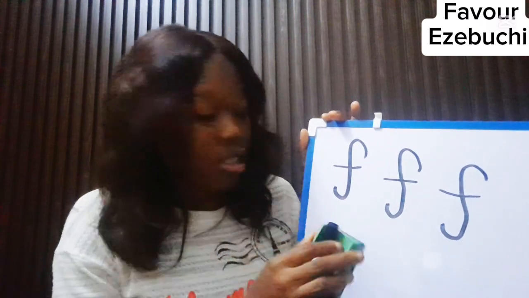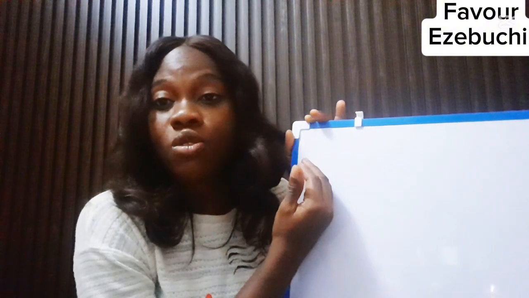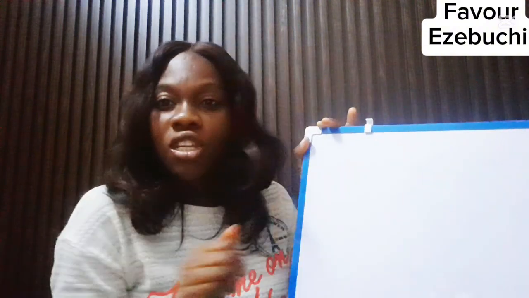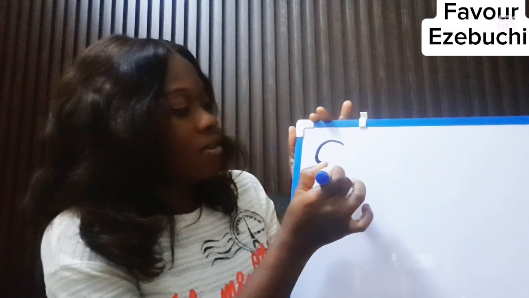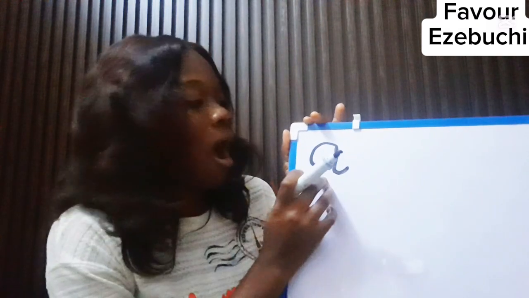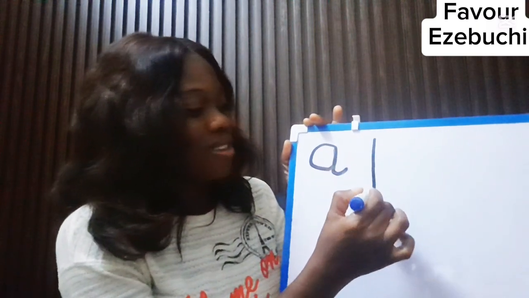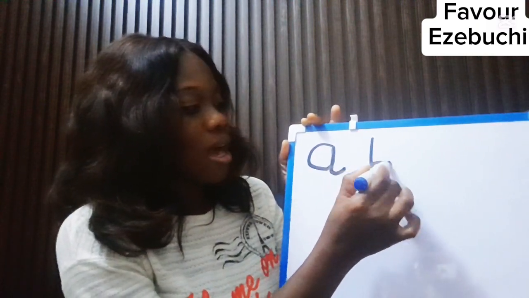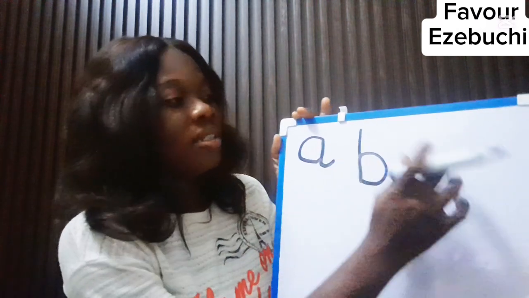Okay, so what we're going to do now is write from A to what? Let's go together. A back curve, up, down the same line, and a loop. After A, we have what? B. Good job. A stroke down, up to the middle, and a curve. Good job. So we have A, B. The next sound is what?